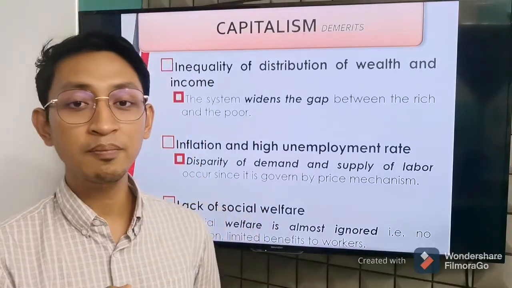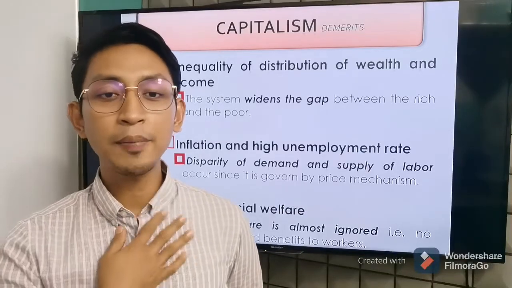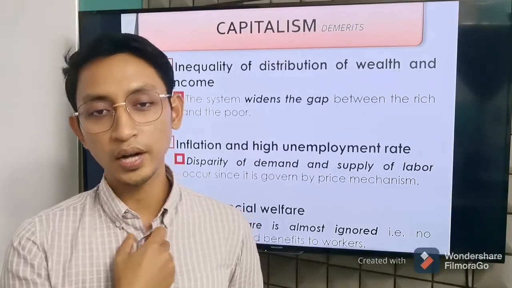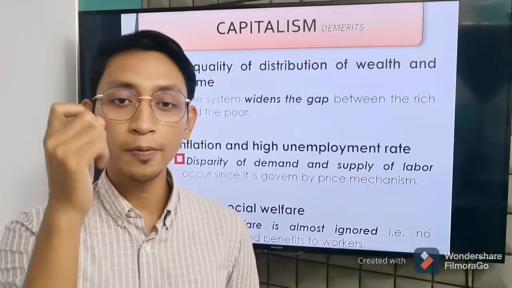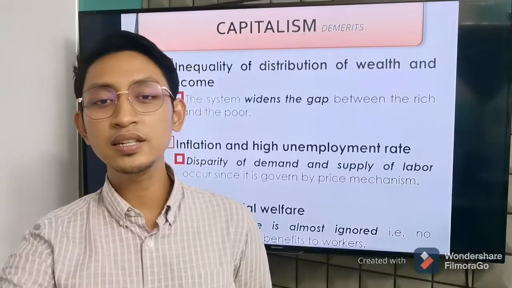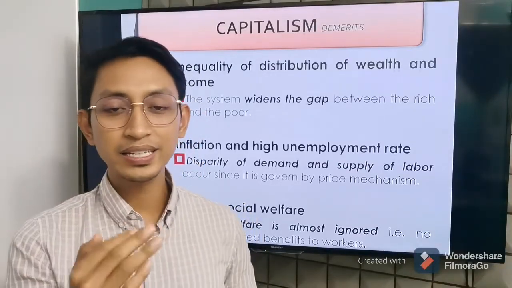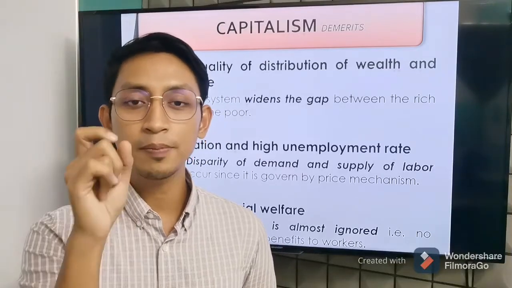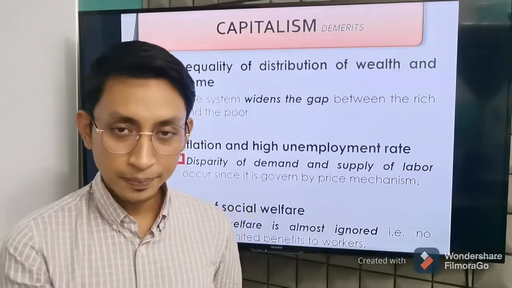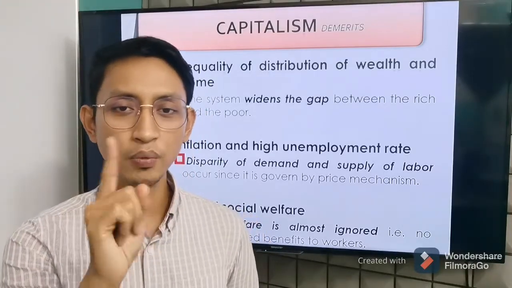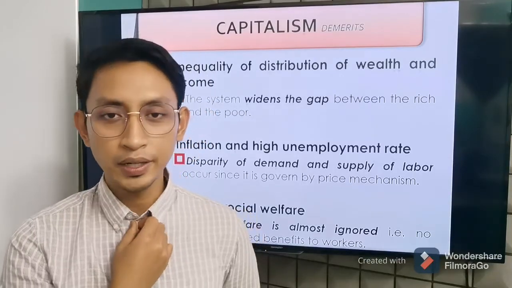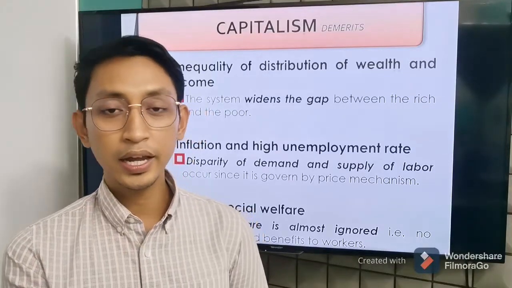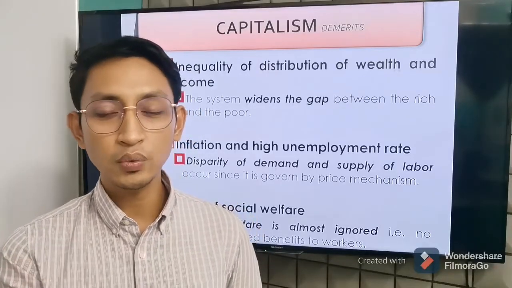Next one, inflation and high unemployment rate. Because in a capitalist system, the government cannot interfere in any economic activities, including the price level of the product. So when the producer increases the price of a product, the government, in pure capitalism, should not do anything. So inflation cannot be avoided. Same goes for the unemployment rate. Remember, producers will maximize profit by minimizing cost. So sometimes when they minimize the cost, one option they will opt for is to reduce the number of labor or employees. When this happens, more people will get jobless, then the unemployment rate will increase.